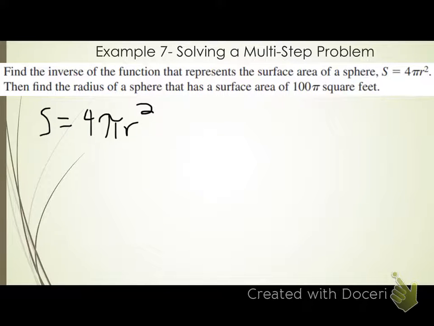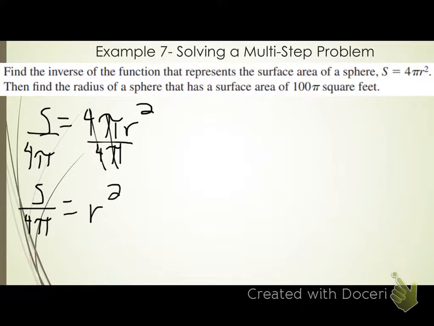Division. Divided by what? Pi and 4. So 4 pi. Because the pi's would eliminate and the 4's would eliminate. Whatever I do to one side, I have to do to the other. So S over 4 pi equals r squared. Any questions on that? First step.